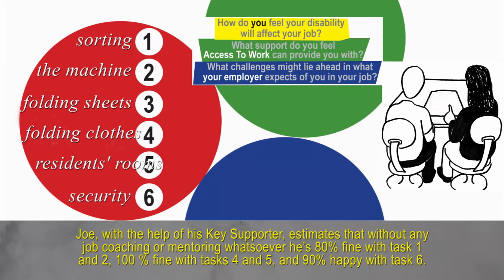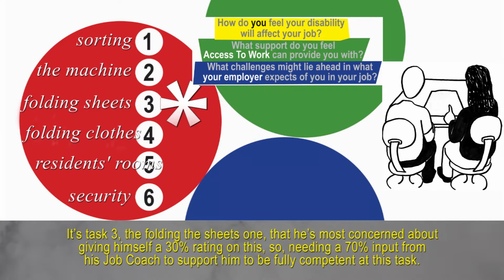Joe, with the help of his key supporter, estimates that without any job coaching or mentoring whatsoever, he's 80% fine with task 1 and 2, 100% fine with tasks 4 and 5, and 90% happy with task 6. It's task 3, the folding the sheets one, that he's most concerned about, giving himself a 30% rating on this, so needing a 70% input from his job coach to support him to be fully competent at this task.